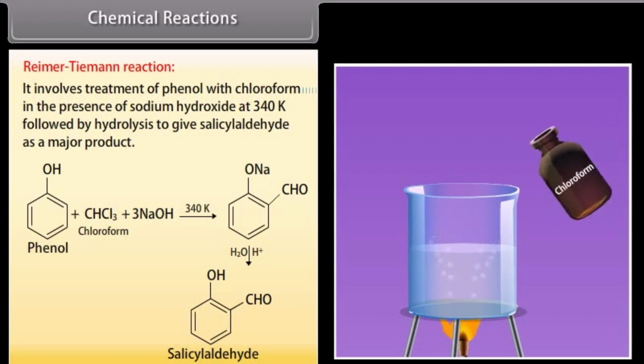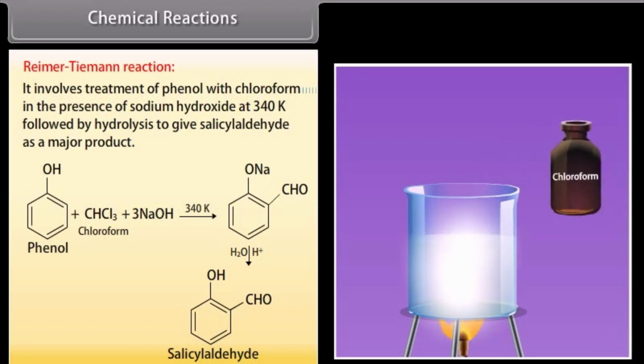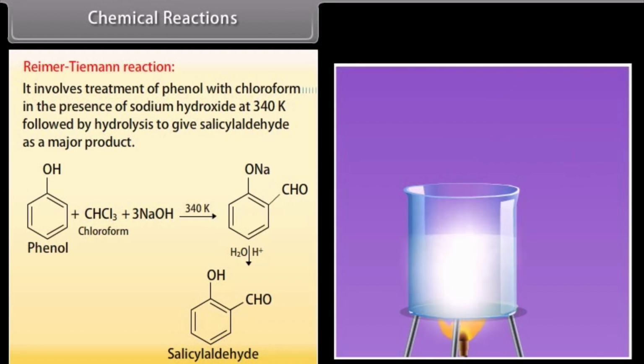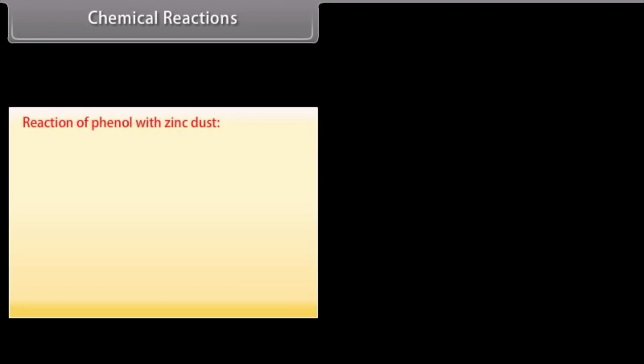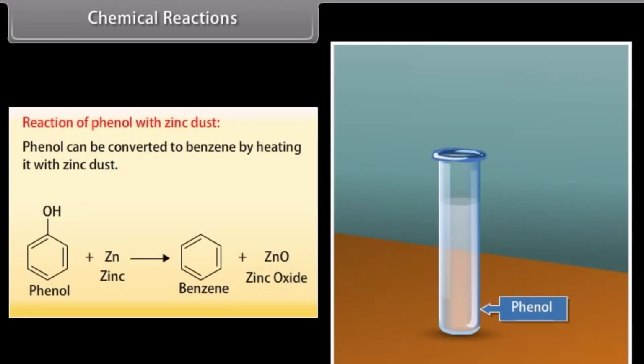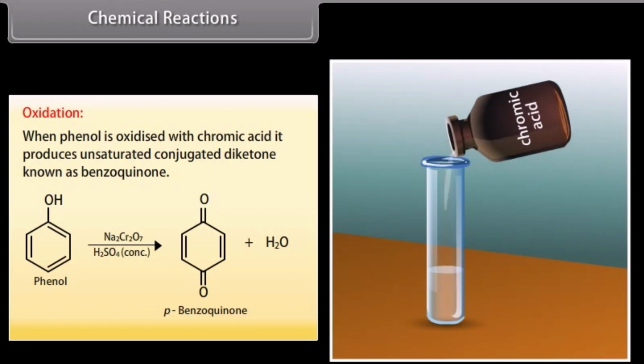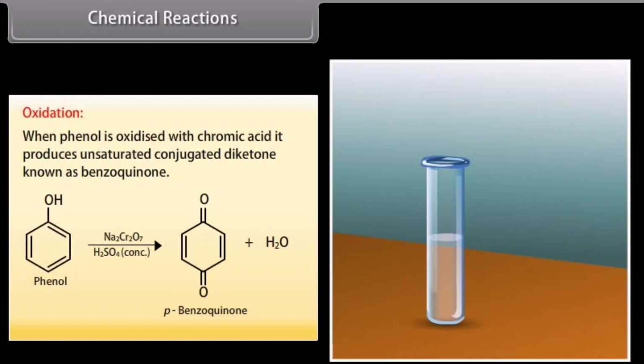Reimer-Tiemann reaction. It involves treatment of phenol with chloroform in the presence of sodium hydroxide at 340 Kelvin followed by hydrolysis to give salicylaldehyde as a major product. Reaction of phenol with zinc dust. Phenol can be converted to benzene by heating it with zinc dust. Oxidation. When phenol is oxidized with chromic acid, it produces an unsaturated conjugated dione known as benzoquinone.